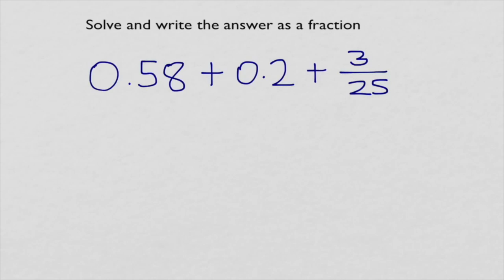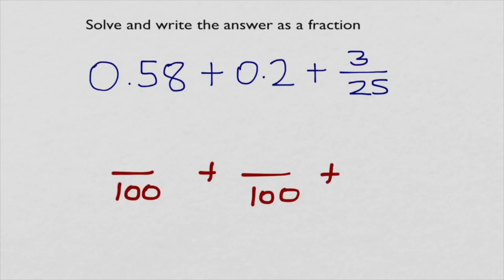Okay, so first thing I want to do is to write all of these as a fraction, ideally over the same number. So I'm going to choose 100 as my common denominator. So that's going to be over 100 plus over 100 plus over 100.